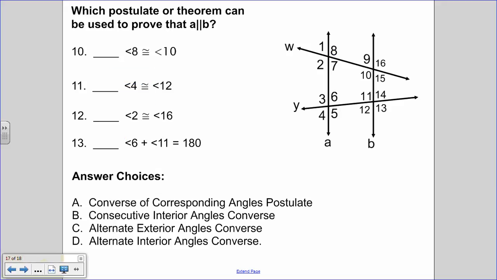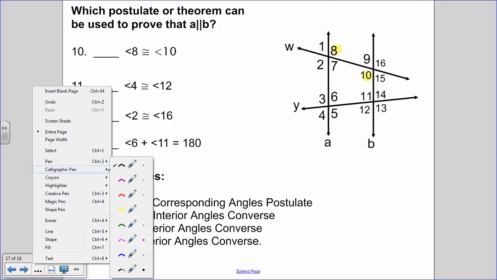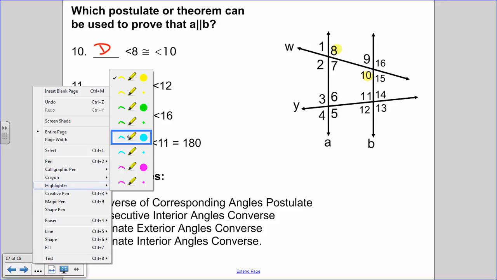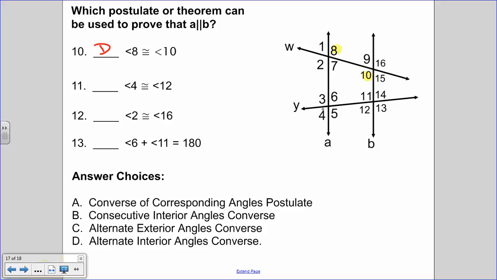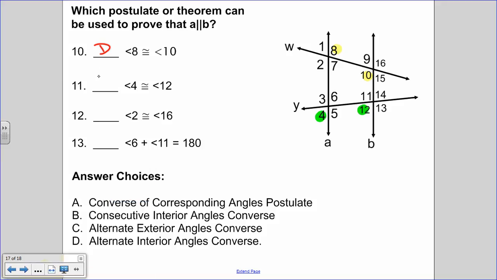So let's look at 8 and 10. 8 and 10 are both interior angles, but on opposite sides. So that means it'll be the converse of the alternate interior angles theorem, which is D. 4 and 12. Here's 4. There's 12. They are same side, same position. So it'd be the converse of corresponding angles, which is A.